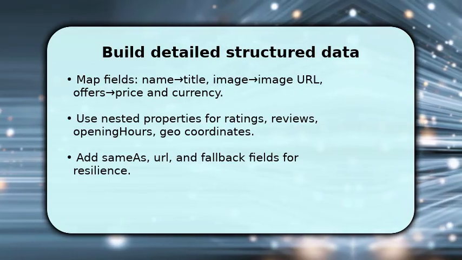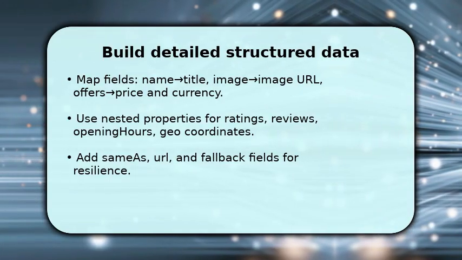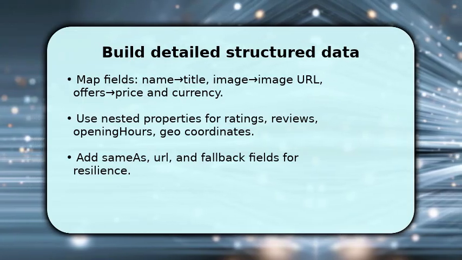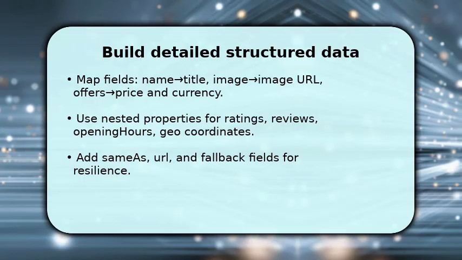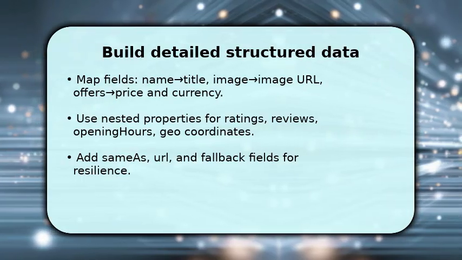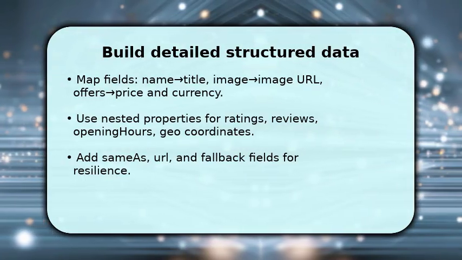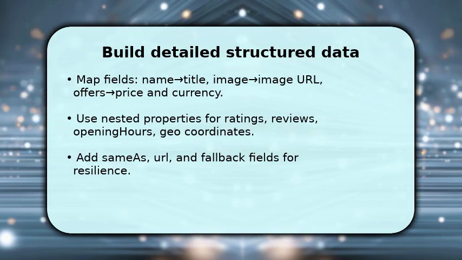Once nested, include identifiers like SKU and URL and add sameAs links if available. Make sure to validate intermittently so you catch type mismatches before deployment. This saves time and prevents markup removal by engines.